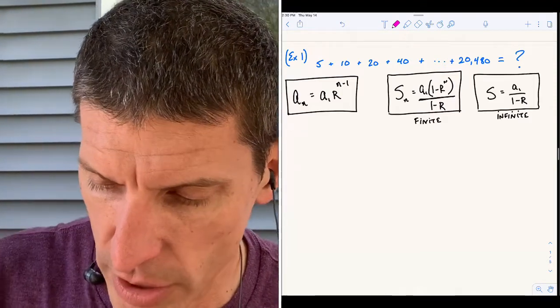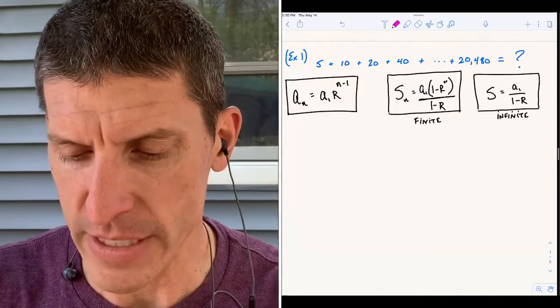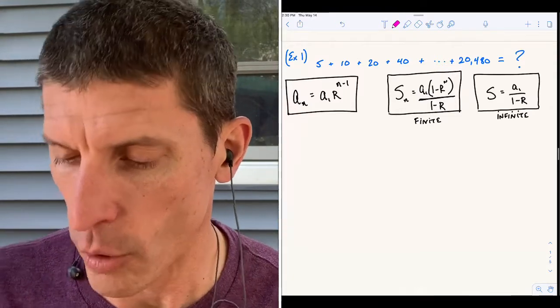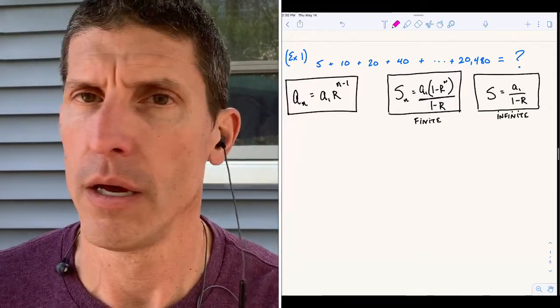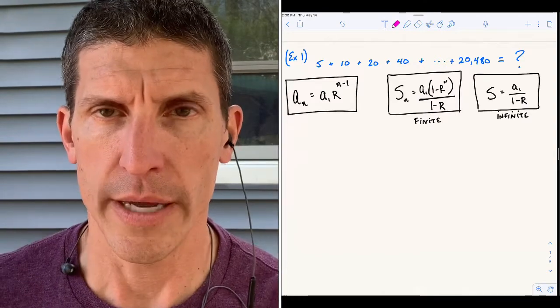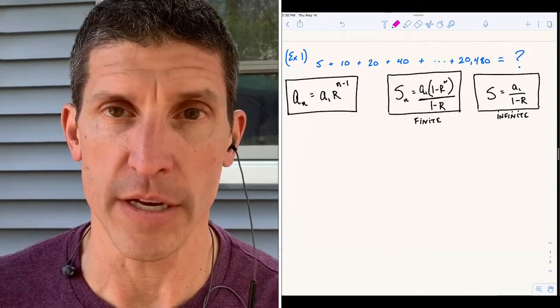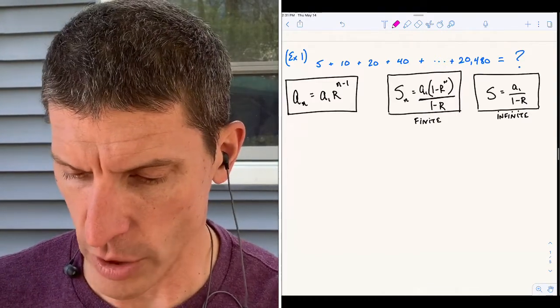And here's the question in blue. 5 plus 10 plus 20 plus 40, the whole way up to 20,480. What does that equal? And it doesn't feel like that should take 3 hours to make a video about this. So let's figure out what's going on here.